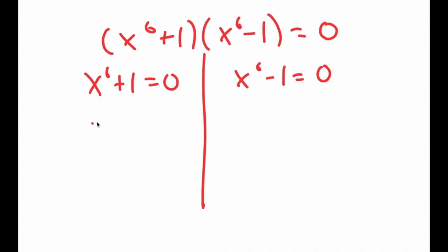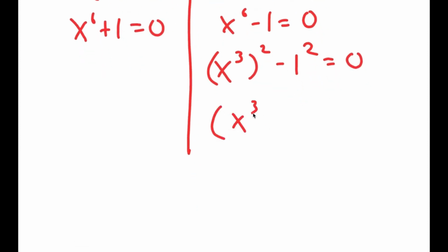Now I'm going to do the same thing again. I'm going to rewrite x to the power of 6 minus 1 equals 0 as x to the power of 3 to the power of 2 minus 1 squared is equal to 0. So I can use this property again and get x to the power of 3 plus 1 times x to the power of 3 minus 1 is equal to 0.